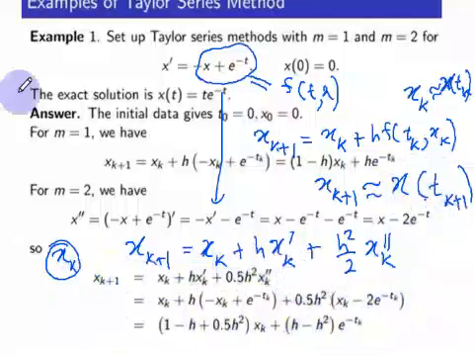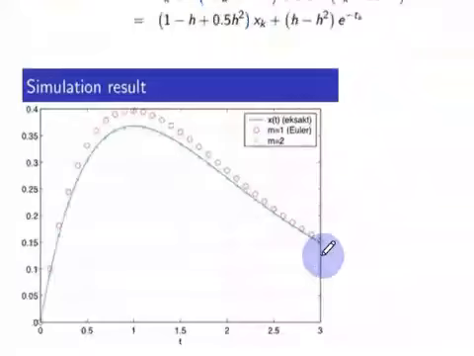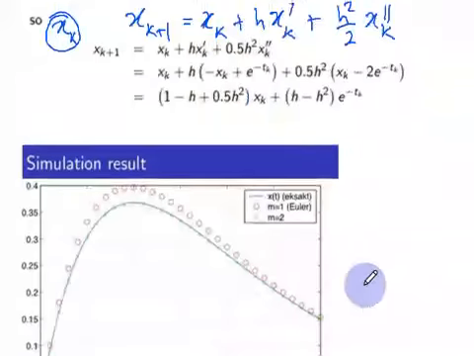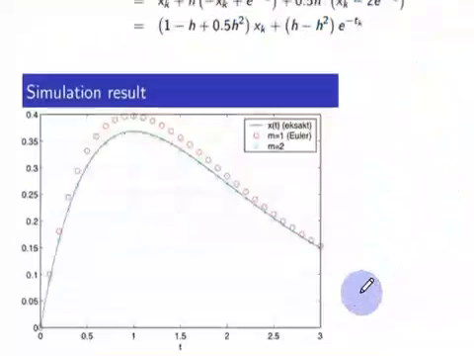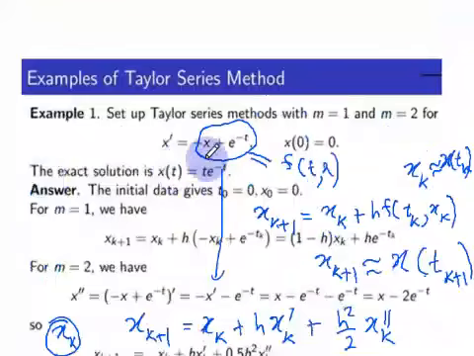Similarly, you can find the third order when m is equal to 3; then you have to find x triple prime. Fourth order, fifth order, and so on, if you have time. So here, look at this graph. I plot the solution curve. The exact solution is t times e to the minus t.